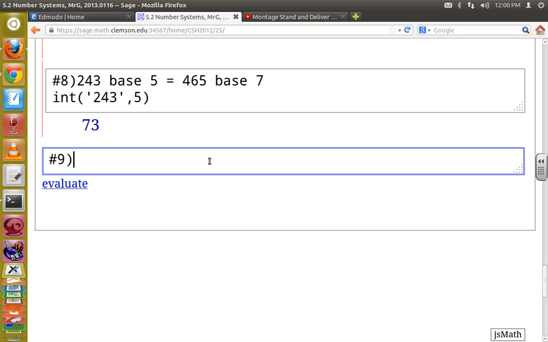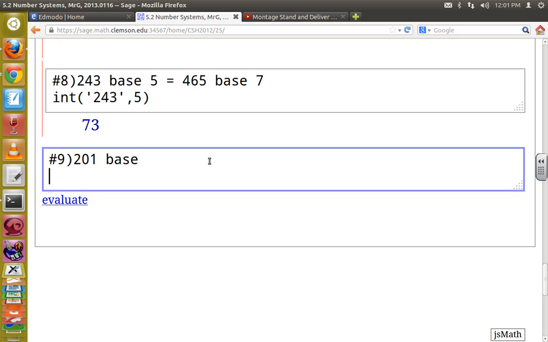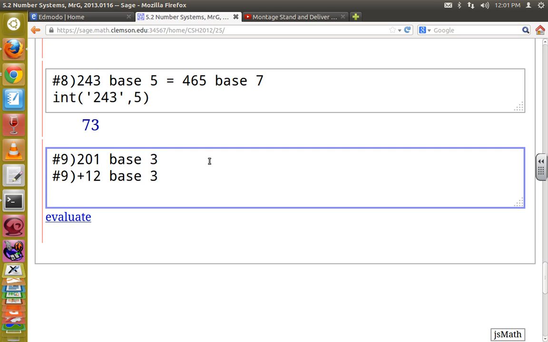All right, so number 9. Let's see how far I can get away without using a smart notebook. Number 9 says calculate 201 base 3 plus 12 base 3. Whoops, I meant to write base 3 here. And again, we don't have a way to do this in Sage, so just do it. All right, so we're in base 3. Remember base 3? What's 2 plus 1?